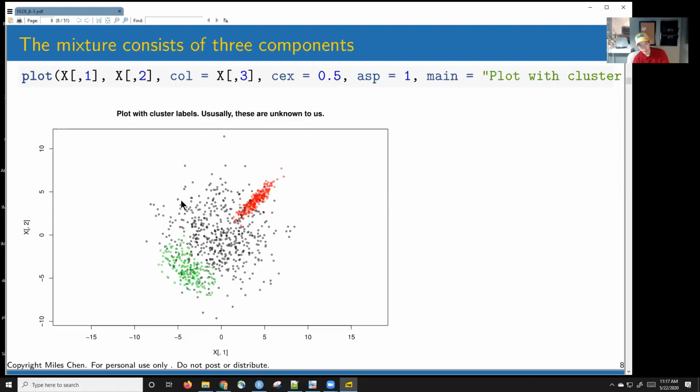But again, what we want is to take into account the spread of the distribution. We can say the central cluster has a very high variance, and so maybe we want to assign this point to the central cluster and not just to the cluster that's closest by. So k-means clustering has some limitations in that it only uses Euclidean distance.